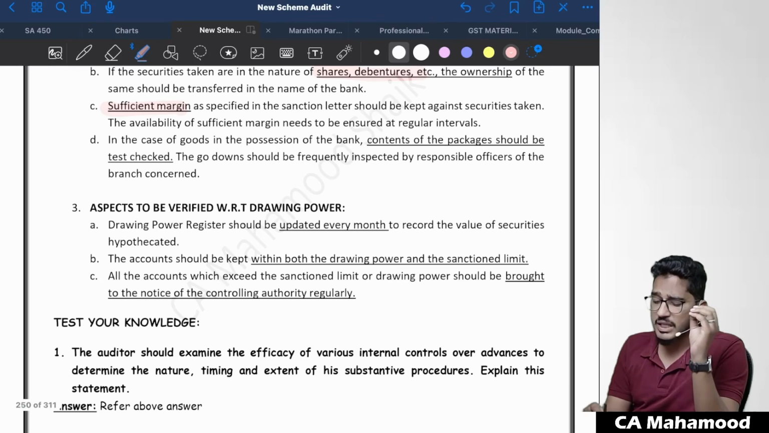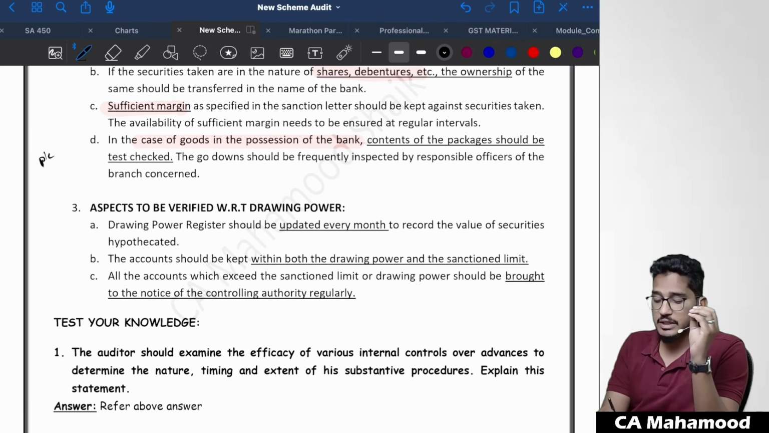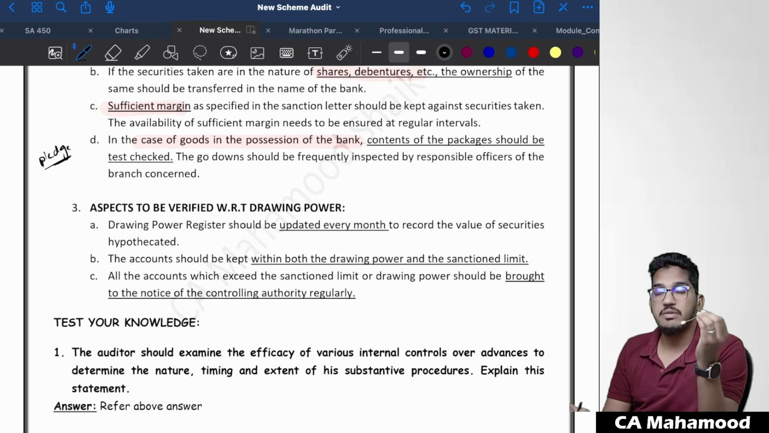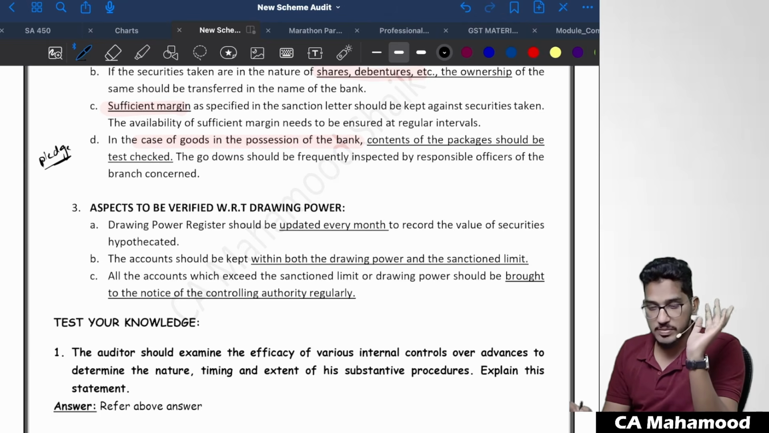And in case the goods are in the possession of the bank, for example, this will happen in the case of pledge. In case of pledge, the banker will get the possession of the security. In case the banker has possession of those goods, they have to check the contents of the package and the godowns should be frequently inspected. Why? Because if tomorrow the borrower comes and repays the loan, you have to give back his assets. You can't say we have lost it or the assets are damaged. Whatever goods the borrower has given to you as security should be kept under safe custody, and wherever these goods are kept, they should be frequently inspected.